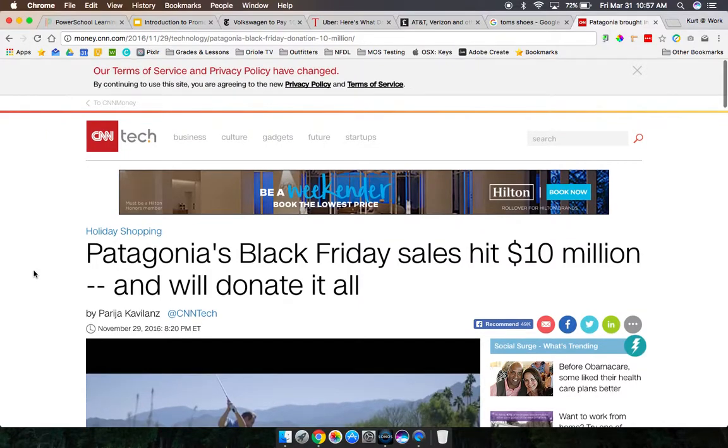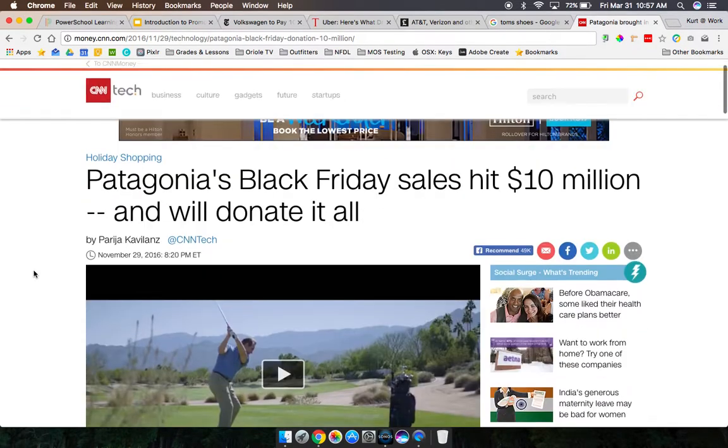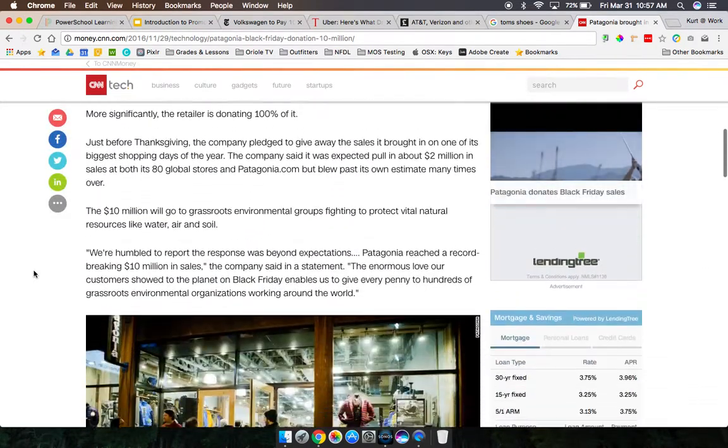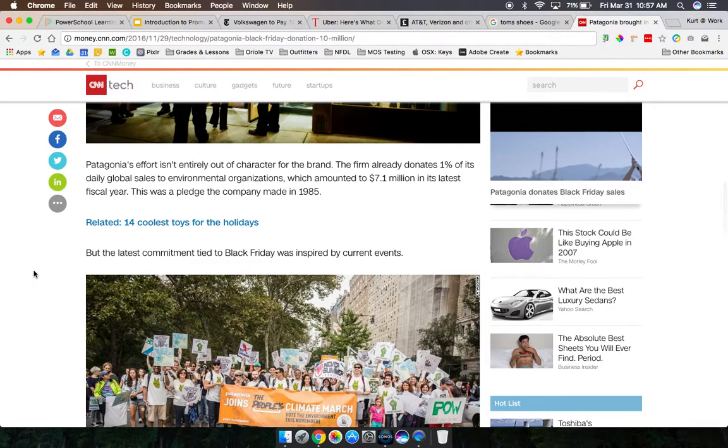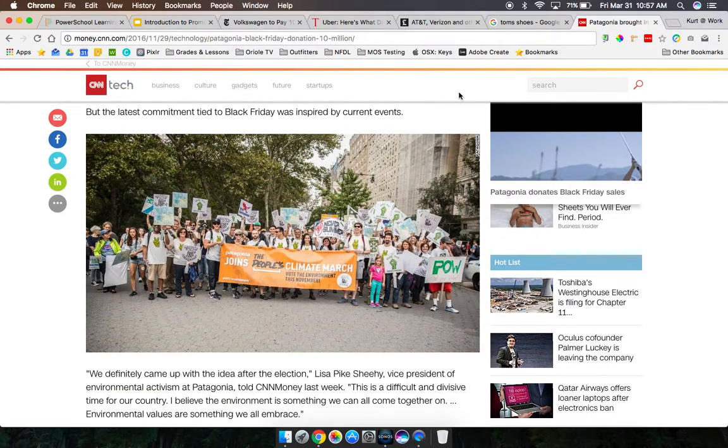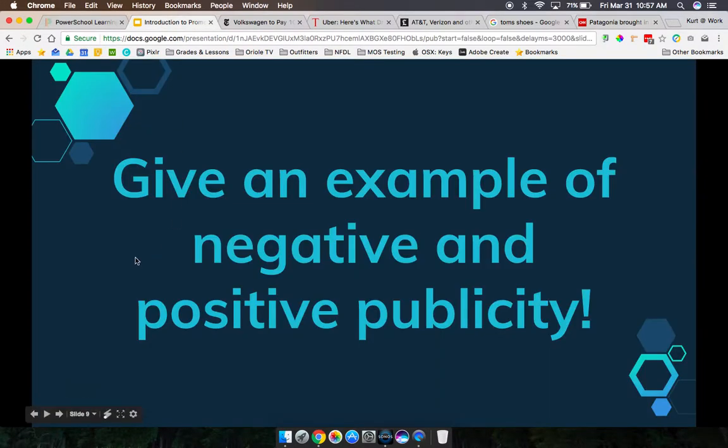And there was a lot of publicity around that, before and after, that Patagonia sent out, and news organizations picked up on it because they're very pro-environment. A lot of that content got shared, and as a result, more people bought on that day. So all of that money goes to environmental causes. So that's pretty cool. So those are some positive and negative publicities. There's lots of other ones that are out there.